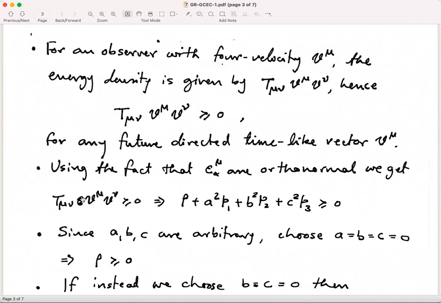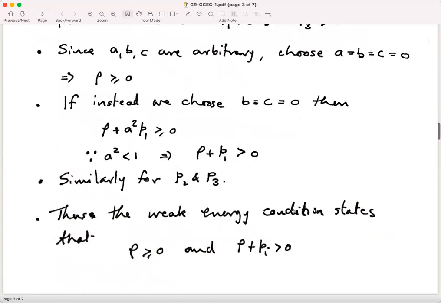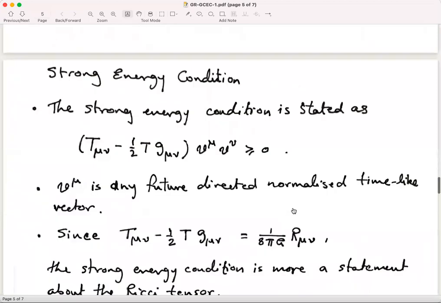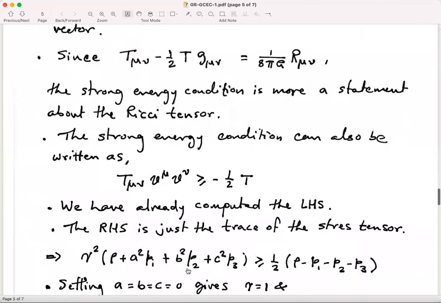Okay, so here T mu nu, V mu, V nu is written in terms of rho plus A squared P1 plus B squared P2 plus C squared P3. So what we'll do is we'll just substitute that here. So the left hand side is just gamma squared, which is a normalization of the vectors, times rho plus A squared P1 plus B squared P2 plus C squared P3. Whereas the right hand side is half of rho minus P1 minus P2 minus P3.